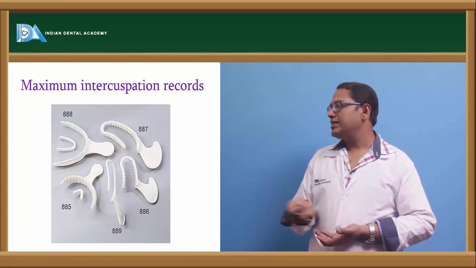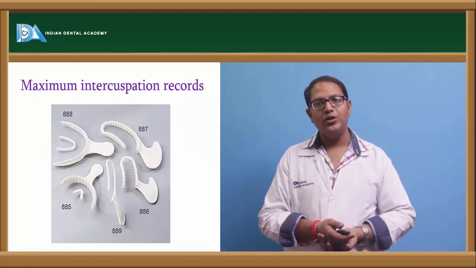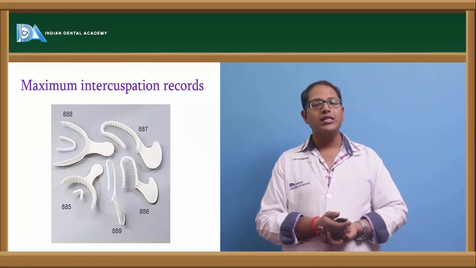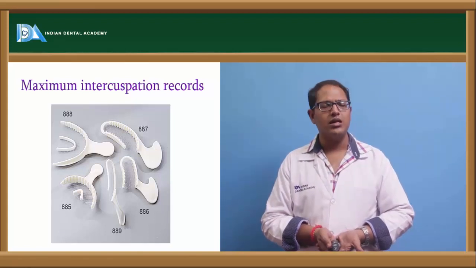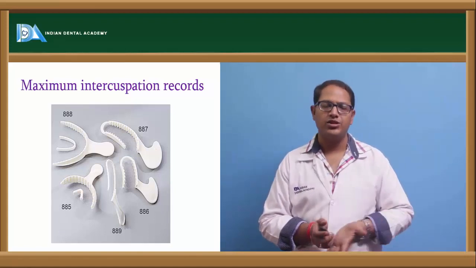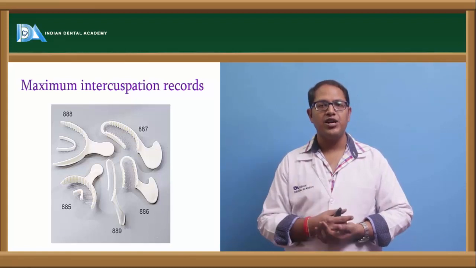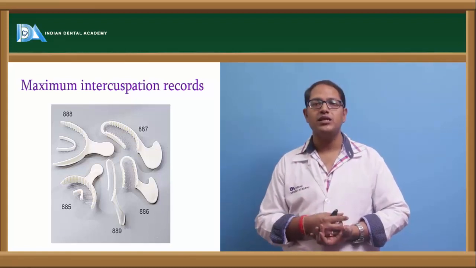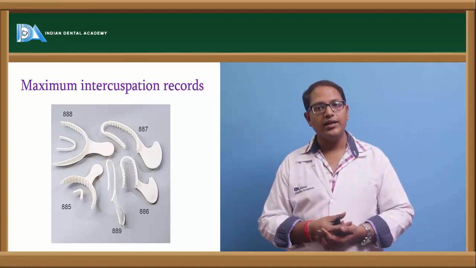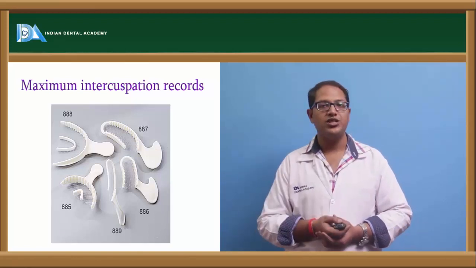Now the next one is the maximal intercuspation record. When do I need this? Maximal intercuspation is used for single crowns. It is not required to go ahead with so many centric relation records, exerting the patient, exerting yourself, exerting the lab personnel, and confusing everybody. In such cases we can go with the maximal intercuspation record.